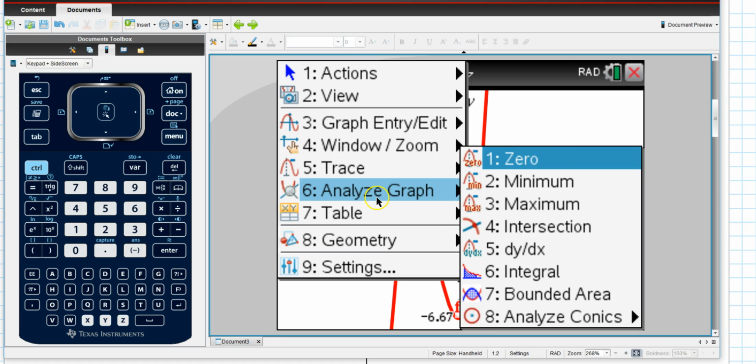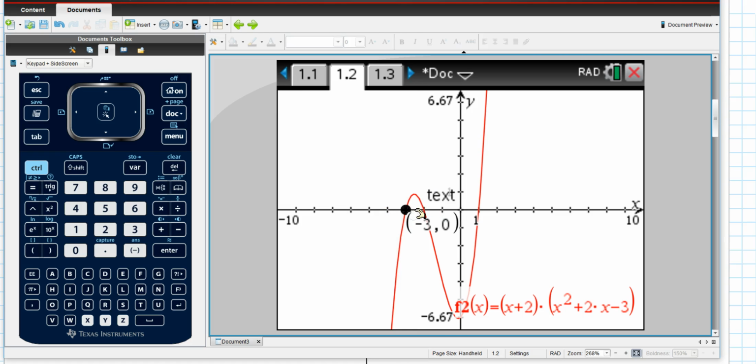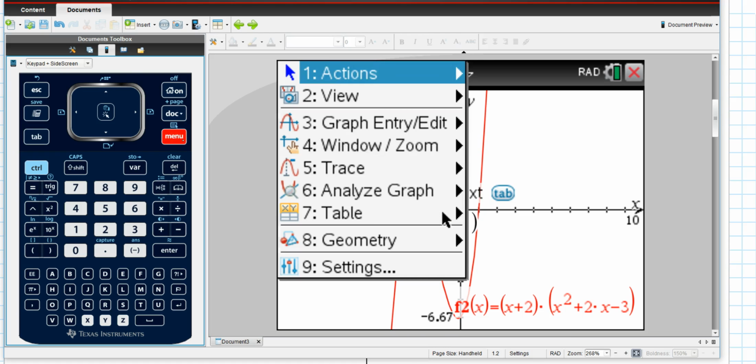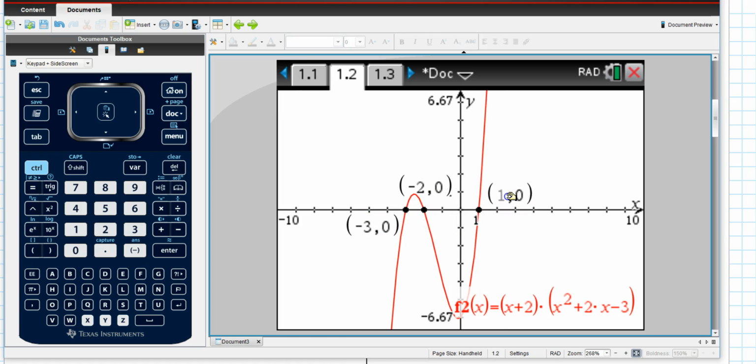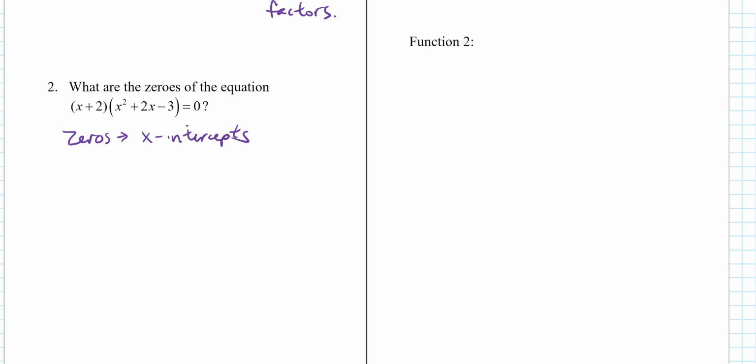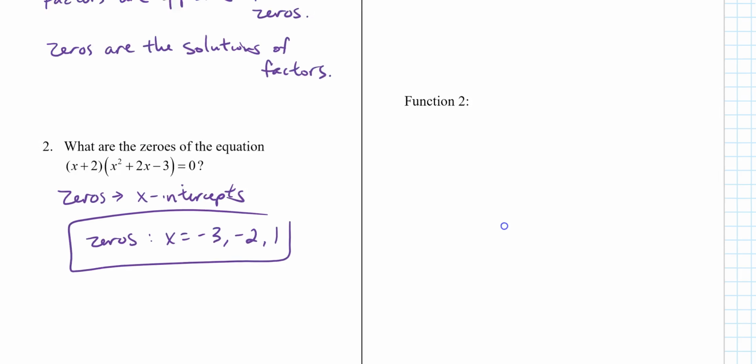And I can use my calculator. Menu, Analyze Graph. And we can let the calculator find all of those zeros for us. Just going to move those around a little bit so we can see them. And I have zeros at -3, -2, and 1. So my zeros are at x equals -3, x equals -2, and x equals positive 1.